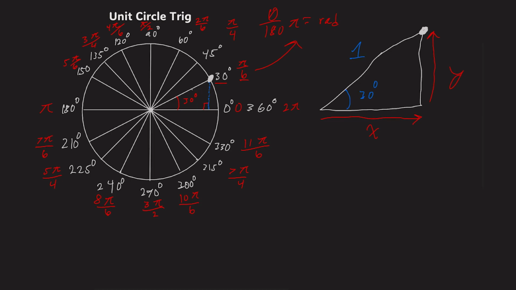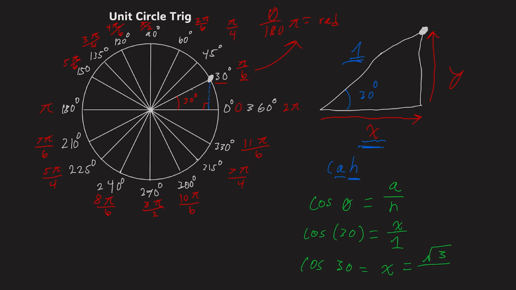Now let's say I want to find the x-coordinate of my point. We can use the trigonometric functions. Let's call upon SOHCAHTOA. CAH relates my adjacent side x to my hypotenuse, which I know, which is 1. Okay? Cosine of theta equals adjacent over hypotenuse. Cosine of 30 degrees equals my adjacent x over my hypotenuse 1. Therefore, cosine 30 equals x, which is equal to rad 3 over 2.